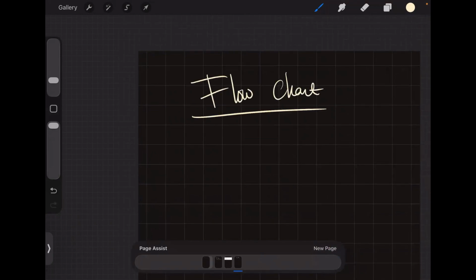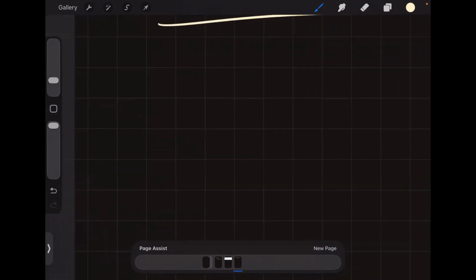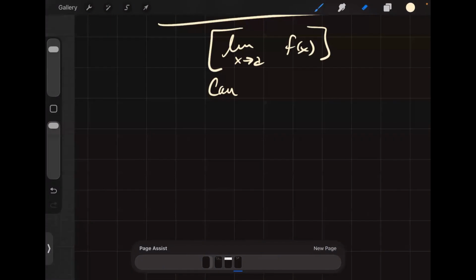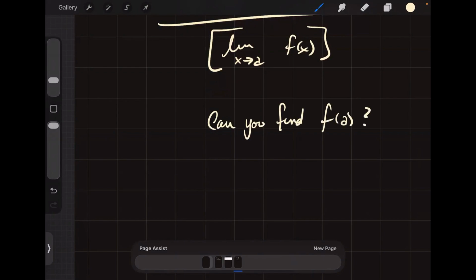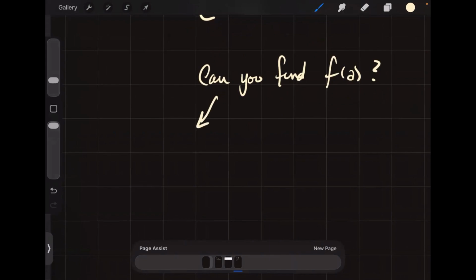So let's say you have a limit and you don't really know what to do with it. This is the most reasonable course of action. Ready? Step one. Let's say you have the limit as x approaches a of f of x. You find f of a. Is it reasonable to plug in? Yes, do it.